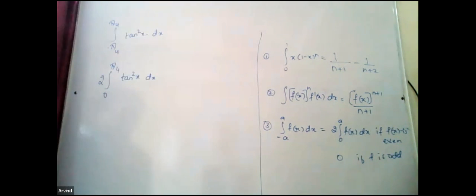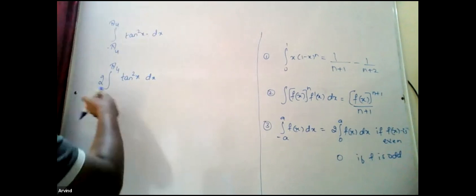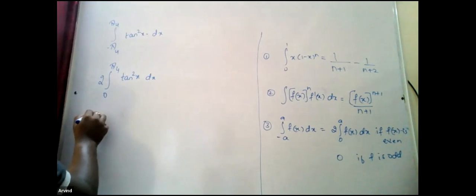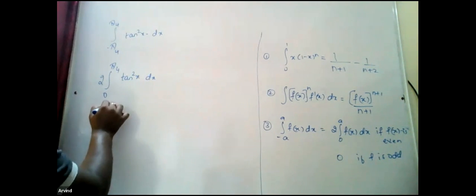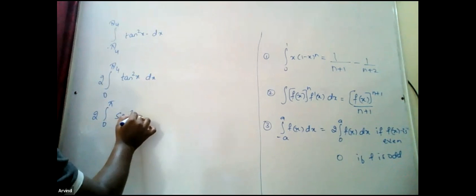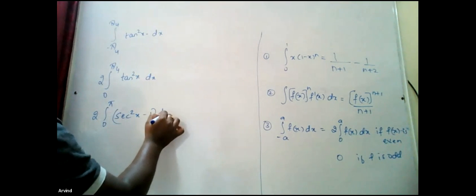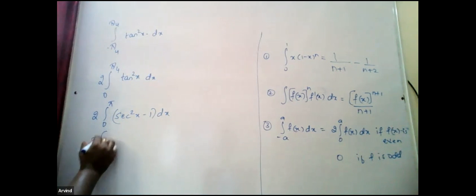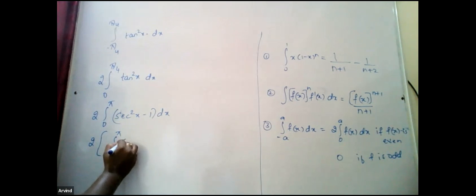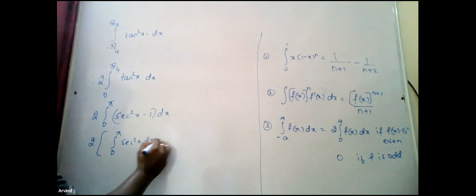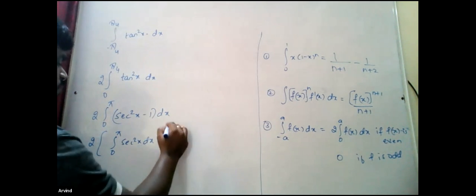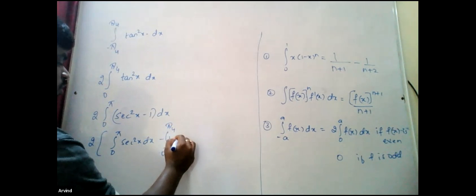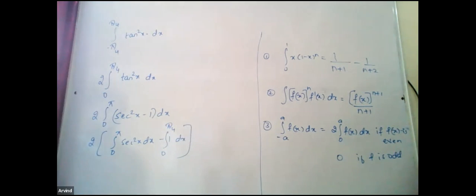Because tan square x is an even function, you can write it like this. 2 times the integral from 0 to pi by 4 of tan square x can be written as secant square x minus 1 using the formula. So 2 times, integral 0 to pi by 4 of secant square x dx, you can split it, minus integral 0 to pi by 4 of dx. So you will get what?